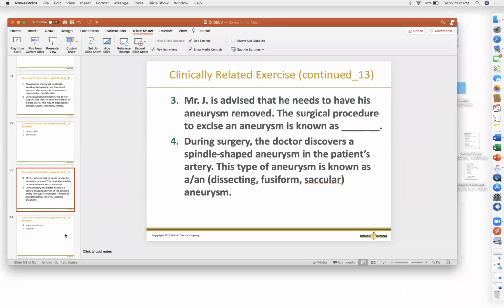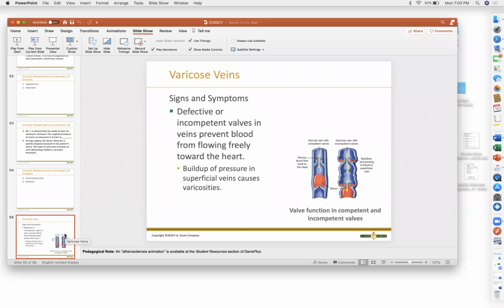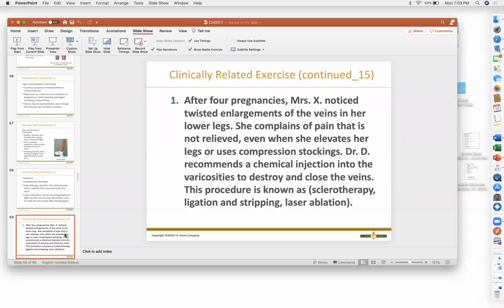So if my patient has hypercalcemia, what do they have too much of? Calcium. If my patient has hypernatremia, what do they have too much of? Sodium. If my patient has hypokalemia, they have too little potassium. Now, any of these things that I just said, too much or too little, is not a good thing for the body to be. We went through varicose veins.